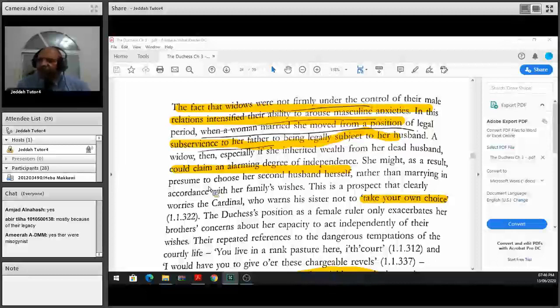Another compelling reason for Ferdinand and the Cardinal would be the idea that legally, if a woman is married, she is under the control of her husband. When the husband dies, she becomes under the legal control of her family, I mean, brothers or parents. So if she gets married again, she again goes under the control of another husband, and they are fearful of that because of the legal ramifications, the fact that if she dies, her husband is going to inherit everything, including the government.